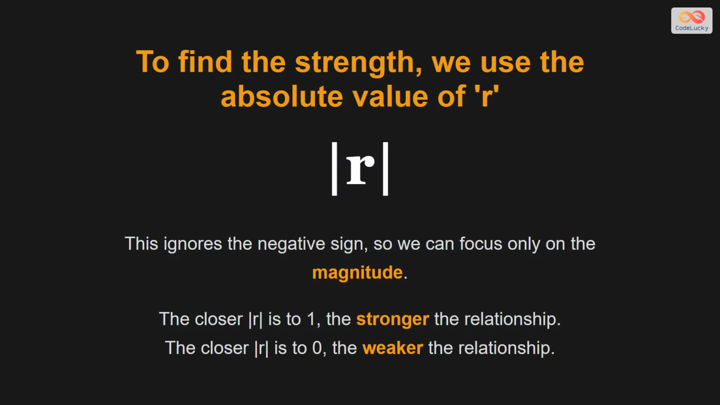To focus only on the strength, we look at the absolute value of R. This means we just ignore the plus or minus sign. This value, written as the absolute value of R, tells us how strong the connection is. The closer the absolute value of R is to 1, the stronger the relationship. The closer it is to 0, the weaker it is.